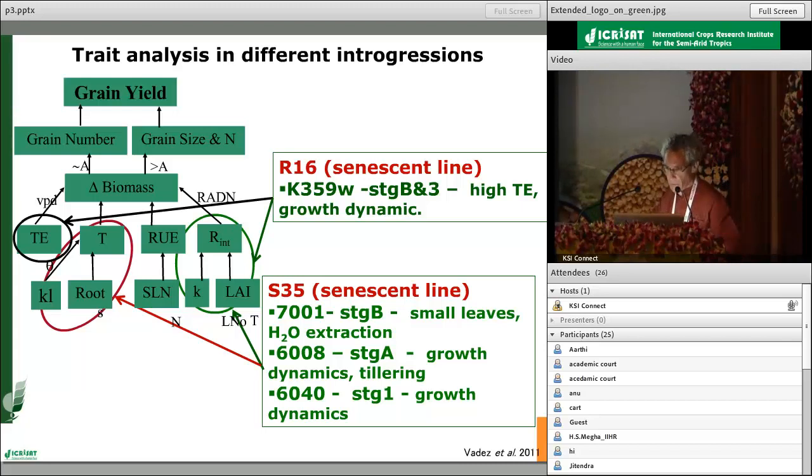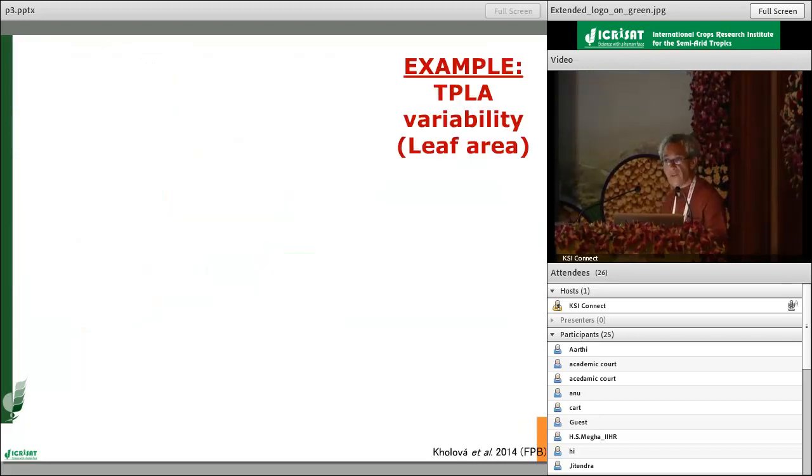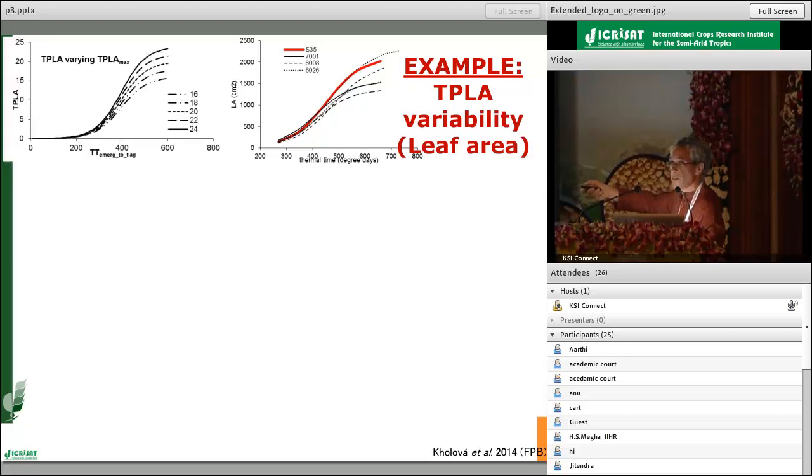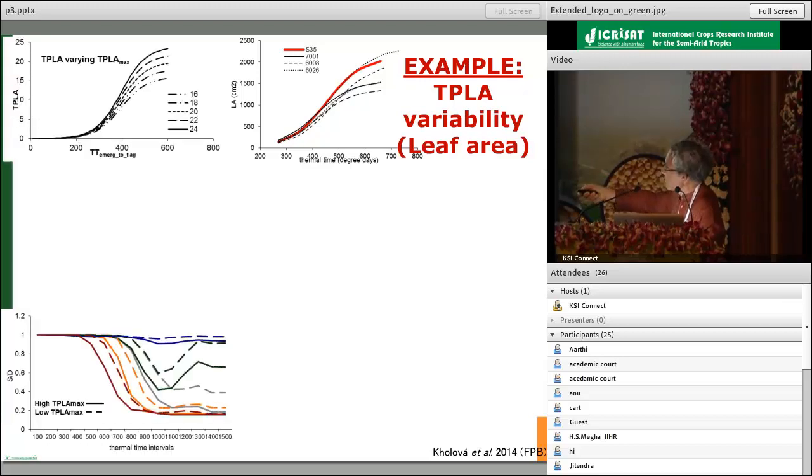So taking only one example today, it's the variability in leaf area. We've seen that some QTL, for example, affect the leaf area in some lines in the S35 background. So that's what we measured in the field: leaf area as a function of thermal time. The recurrent is here, and a number of those stay-green QTL limit and restrict the leaf area and then alter the plant water budget. That's what we simulate with APSIM. That's how it affects the stress response patterns, that SD ratio we talked about before. It basically delays the stress appearance.